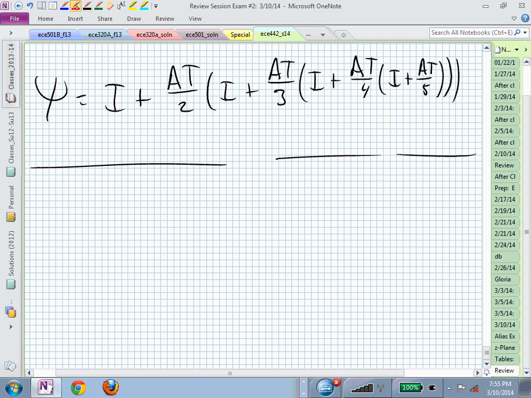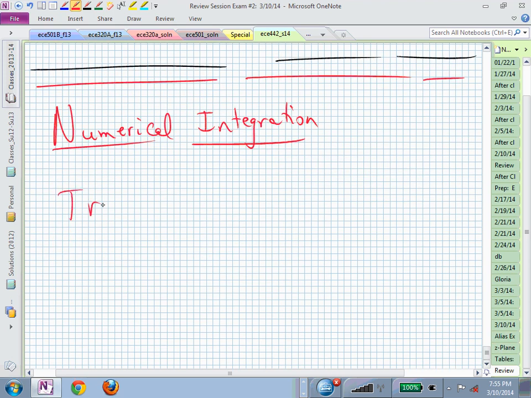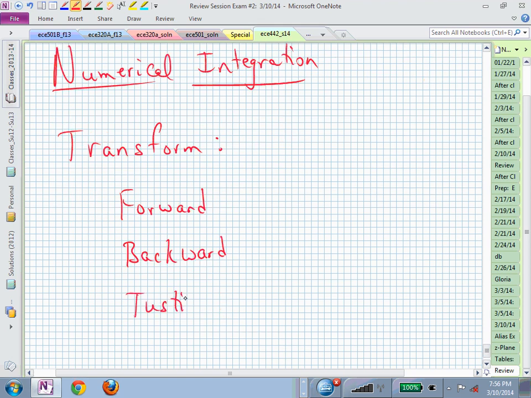Now, if we change to the other side and do numerical integration, discrete equivalence, now we have, with the transform method, we have the forward, we have the backward, and we have the Tustin. Tustin being the bilinear or the trapezoidal. That's the verbiage, I think, in MATLAB. They call it the Tustin. But all of these, they start to look the same. They all have similar pieces.